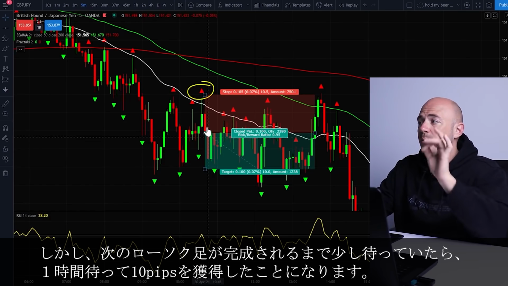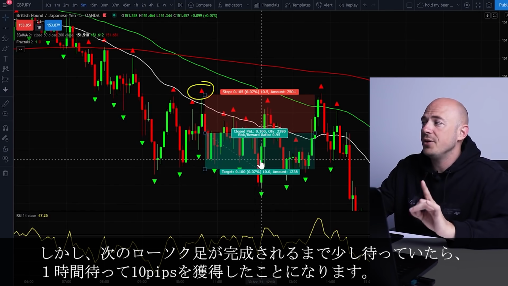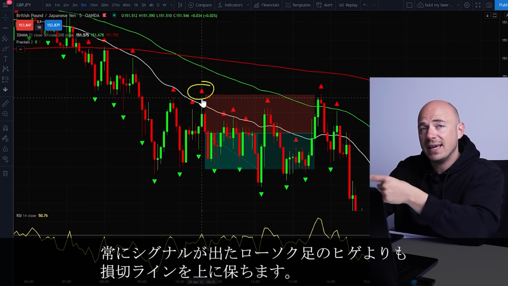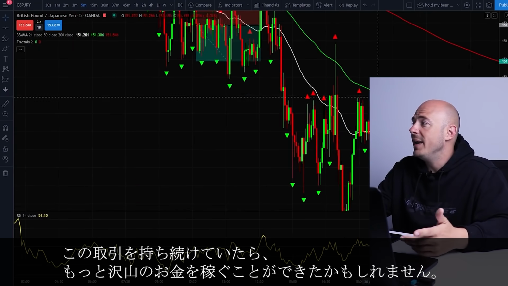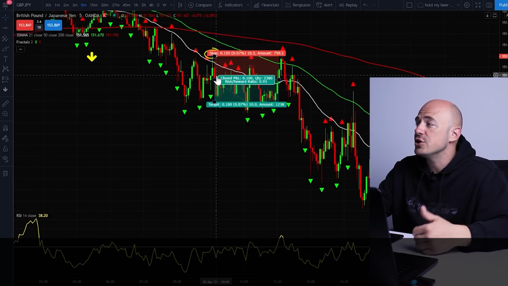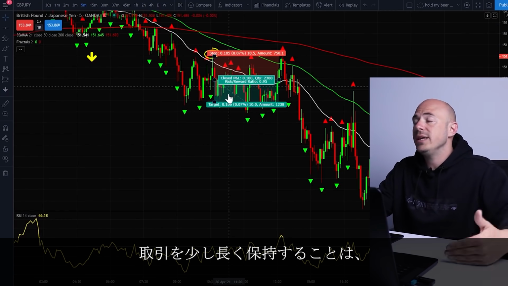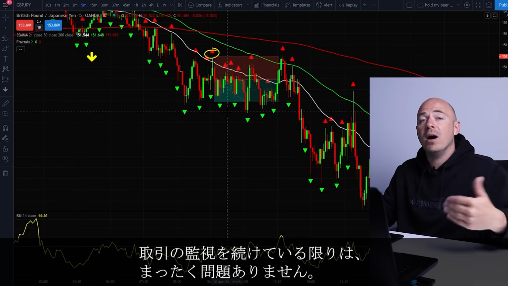candles. But if you waited a little bit for this next candle to print, you would have waited 1 hour and gotten your 10 pips, always keeping your stop loss above the wick of that candle where the signal came in. Now, again, you could have held this trade and made a lot more money, but again, your stop loss would have been a lot bigger. So keeping a bigger stop loss, lowering your position size, and holding the trade a little bit longer is completely okay as long as you continue to monitor it.